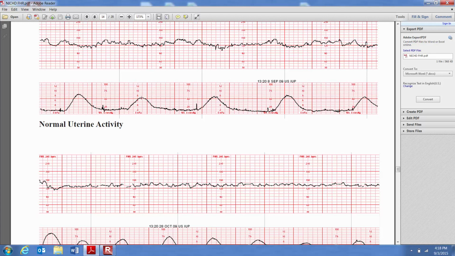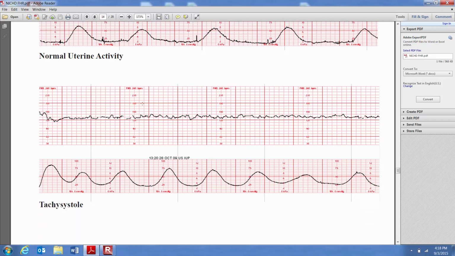If she has a monitor on the outside of the body, I would palpate her contractions and say whether they were mild, moderate, or strong in strength.